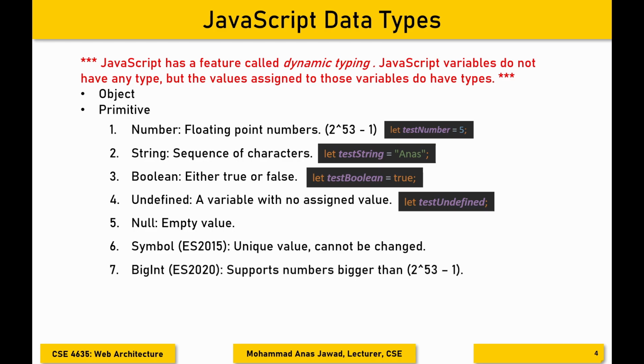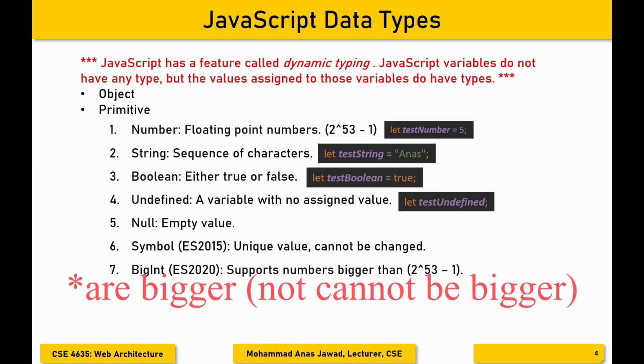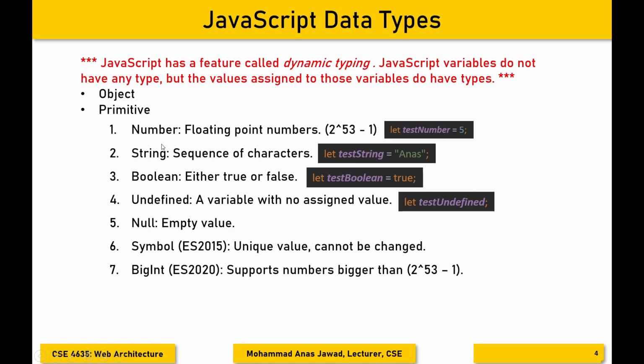Next, we have the big int data type, and the big int data type essentially denotes all the numbers that are bigger than 2 to the power 53 minus 1, that is, all the numbers that are bigger than the number data type can support. So these are the main primitive data types that JavaScript has. And now that we have a basic idea of the theoretical aspects of JavaScript, we can finally get into the language itself. So let's get into it.